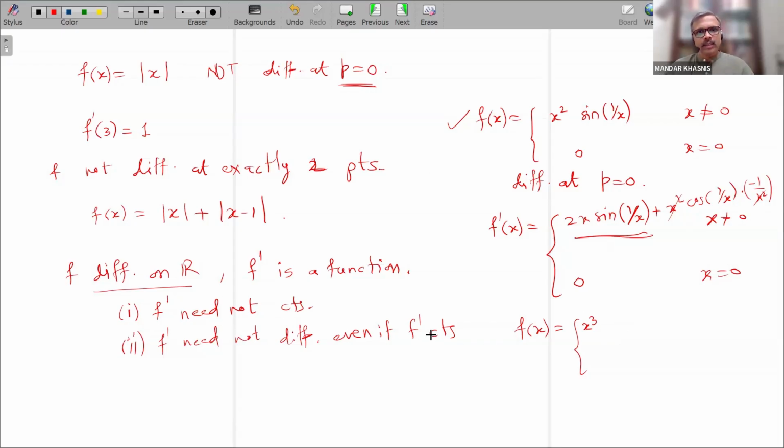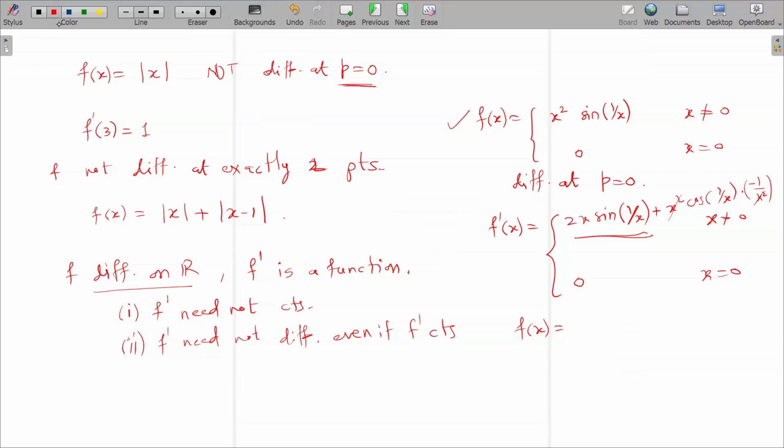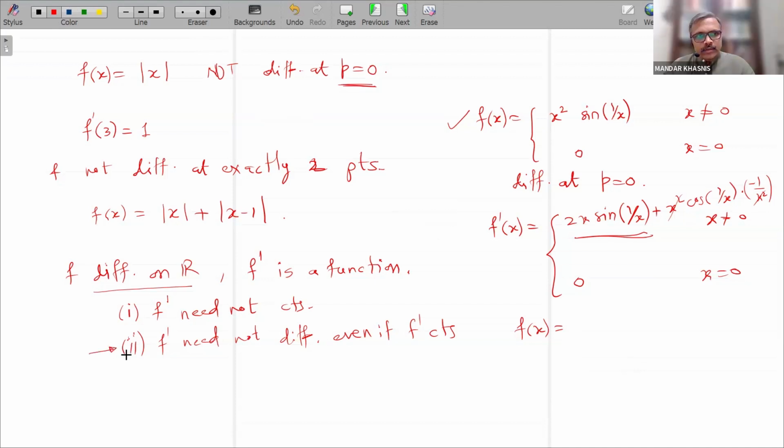See, it can be continuous, but not differentiable. At least that example, other than sine 1 by x. Mod x, you can take help from. I want f dash continuous, but not necessarily f dash differentiable. Okay. Differentiable. Correct, correct, correct.